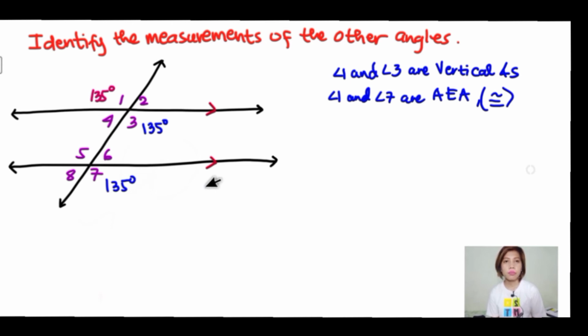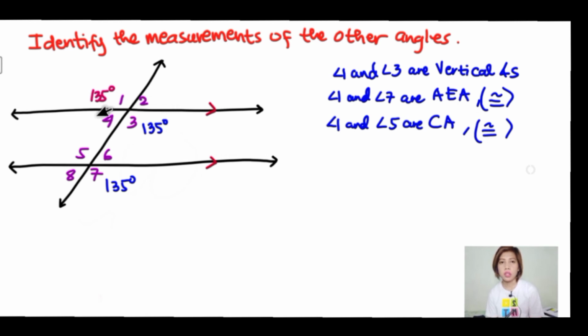So, pwede rin tayong gumamit ng corresponding angles. So, si angle 1 and angle 5 are corresponding angles. They are also congruent. So, ibig sabihin, si angle 1 is 135 degrees. Si angle 5 ay 135 degrees din.